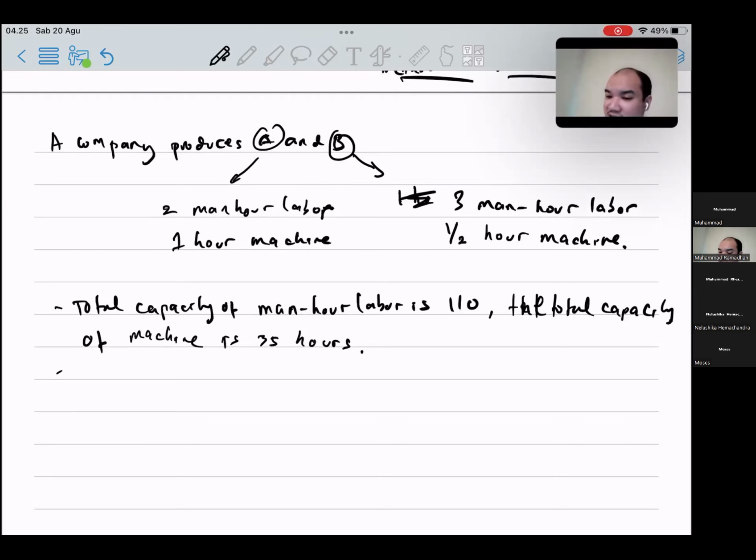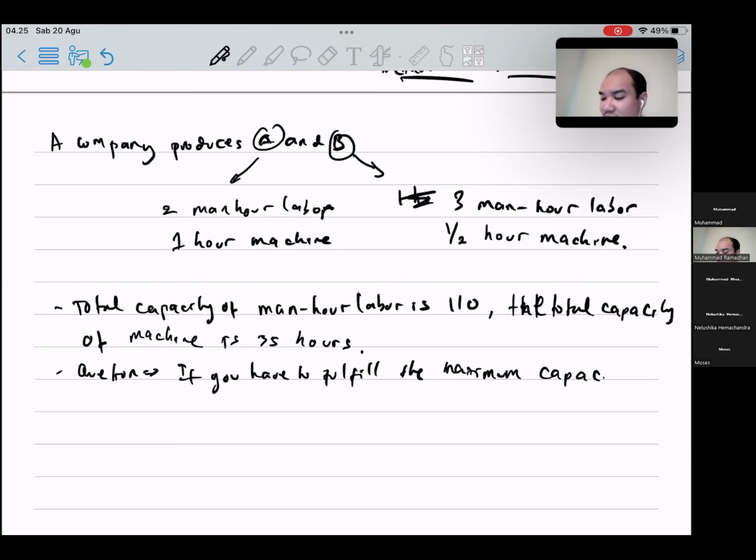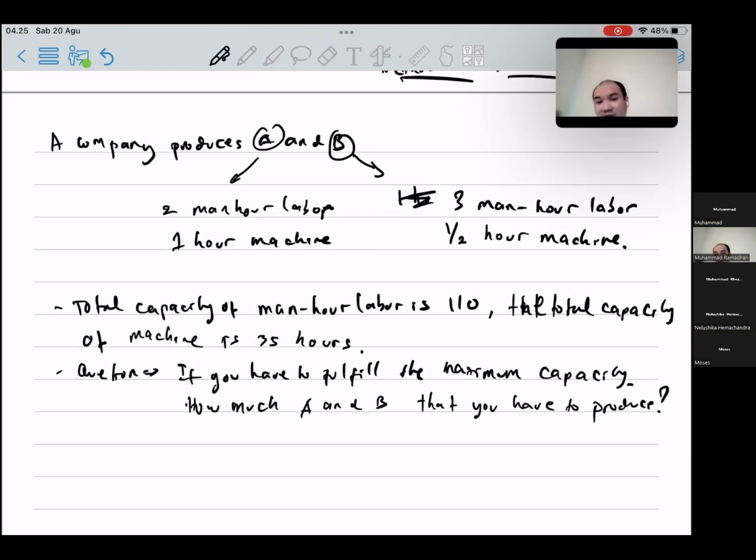The question is, if you have to fulfill the maximum capacity, how much A and B do you have to produce? Okay, this is the question. How to solve this?